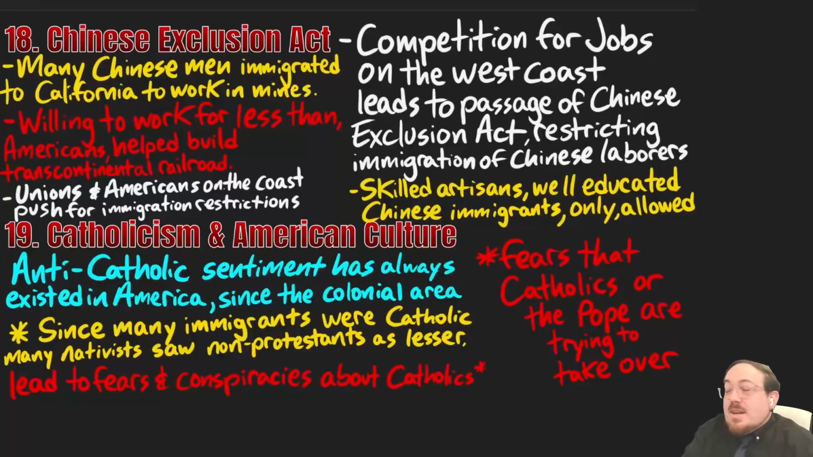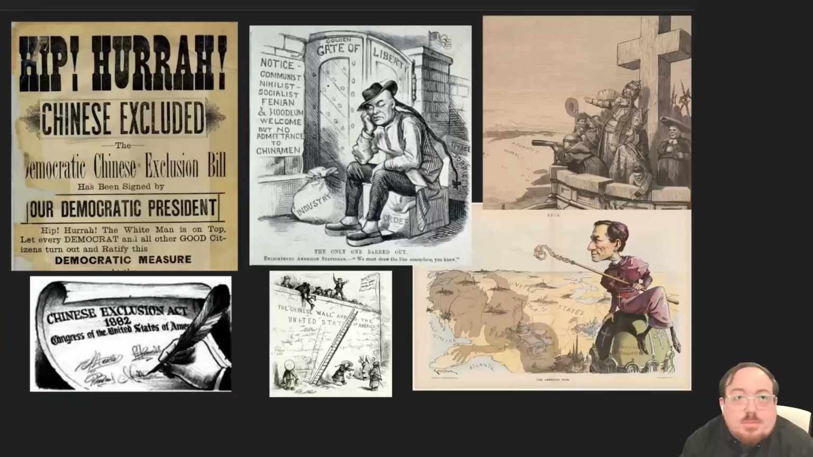Of course, a lot of the immigrants we have coming to our country now are Catholic. Catholicism is one of the fastest growing religions in America. That makes a lot of Protestants unhappy, even to this day. Although now we have an American Pope, which is certainly okay. So our last picture slide, we have Hip Hurrah, Chinese excluded.